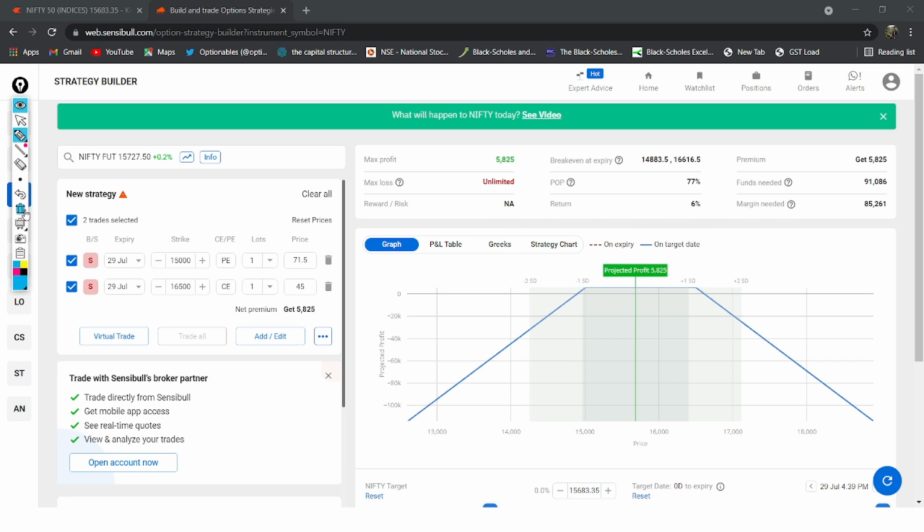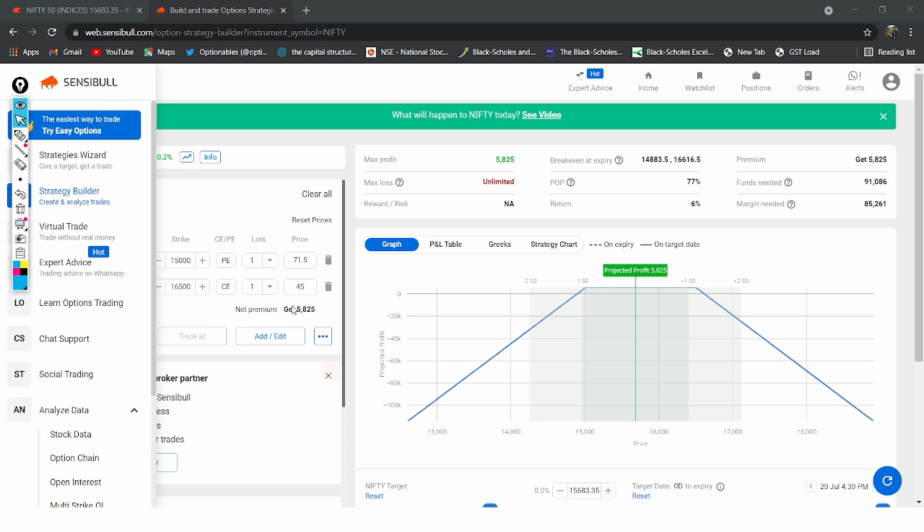So now coming to the important part, if you are taking a short strangle trade, that too especially positional trade, never go without a hedge.